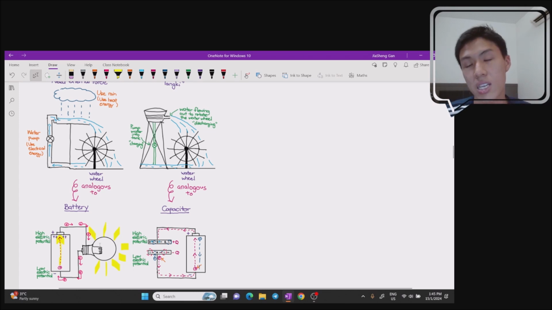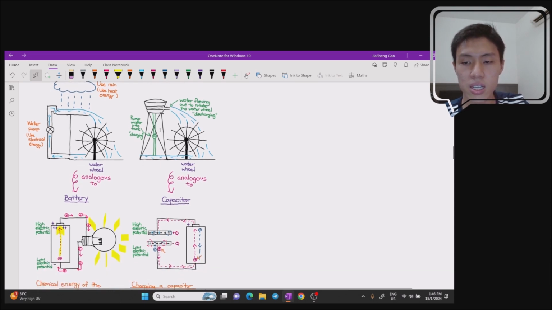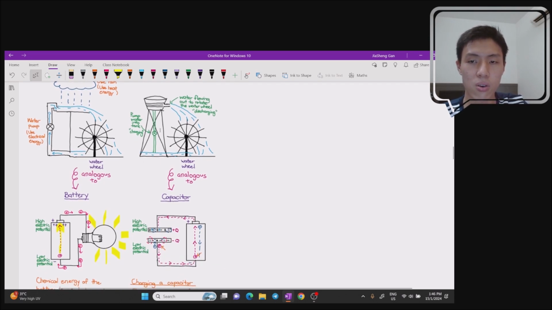So that's how you can think about the situation. Okay, so we come back to the tank system that we have earlier, this storage system, where you have water being pumped up and being stored in a tank. Okay, so in an electrical circuit, how can you think of it?